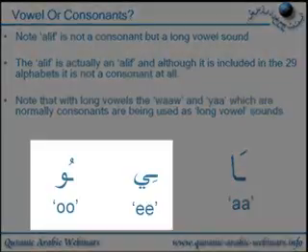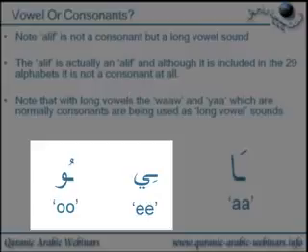Now the kasra ya and the dhamma waw, in these two cases what we need to know is normally the ya and the waw act as normal consonants, i.e. they normally have their own sounds and they're acting as letters. In the case of the long vowels, both the ya and the waw are acting as long vowels, so they're no longer behaving as consonants.